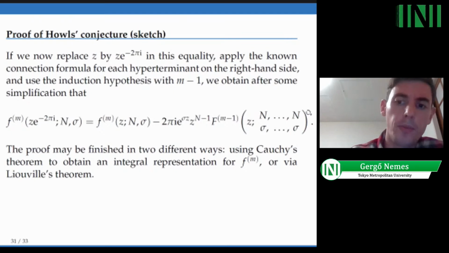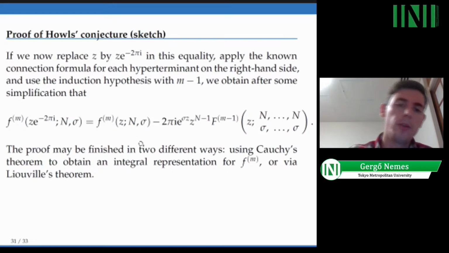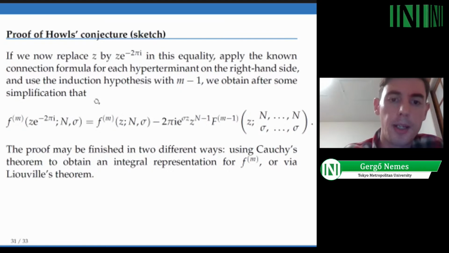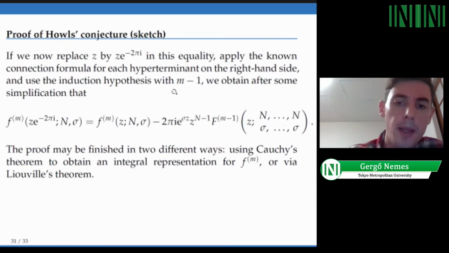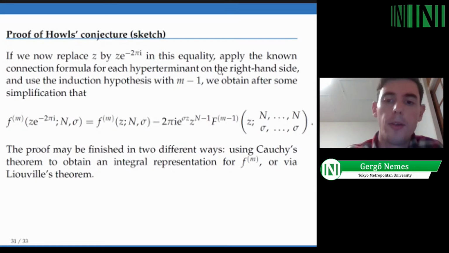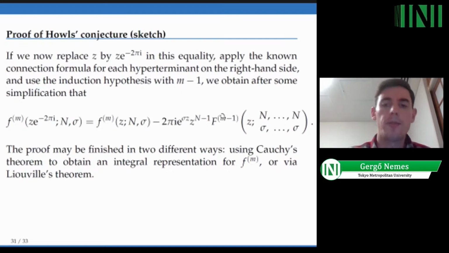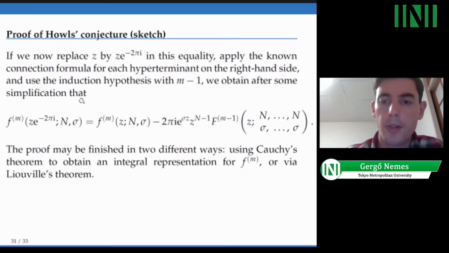One is to obtain an integral formula for f_m using the Cauchy theorem and a kind of Cauchy-Heine trick. This formula basically tells us the discontinuity on the negative axis of this function. And that will give us a representation for f_m that shows that it's exactly the required hyperterminant. Another way is to use different estimates for hyperterminants and combine them with Liouville's theorem on entire functions.